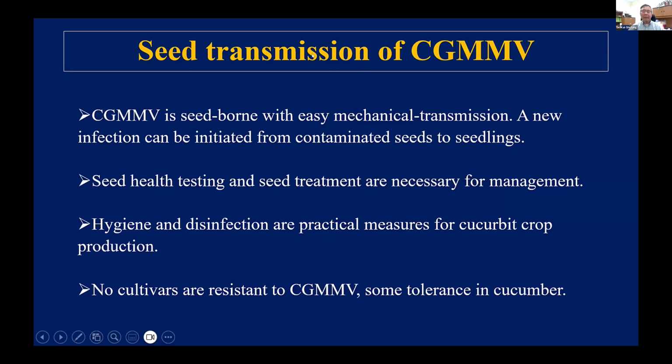CGMMV is seed-borne and is easily transmitted mechanically, so new infection can initiate from contaminated seed to seedlings. Seed health testing and seed treatments are necessary for management, and hygiene and disinfection are practical measures for cucurbit crop production. During production, you also need to make sure you are not transmitting those viruses. No cultivar is currently resistant to CGMMV, but there is some tolerance in cucumber.